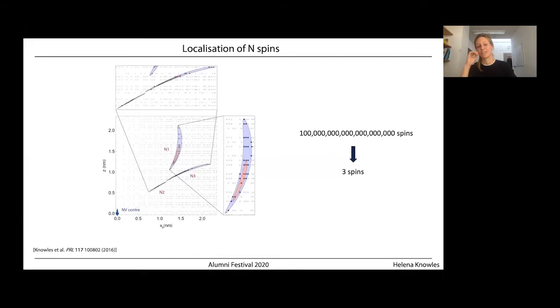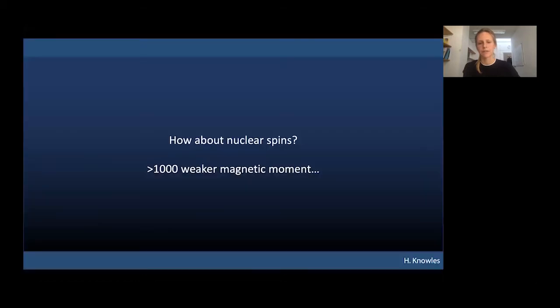So that's the story for electronic spins, which are slightly easier to detect than nuclear spins. So let me now move on to what we do about nuclear spins.